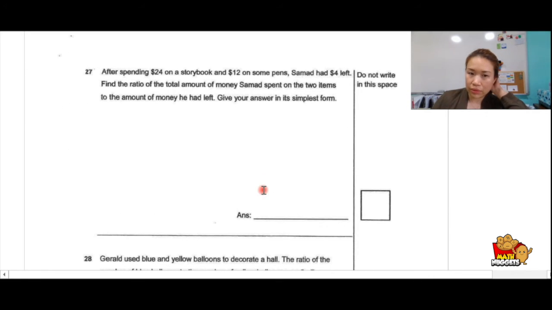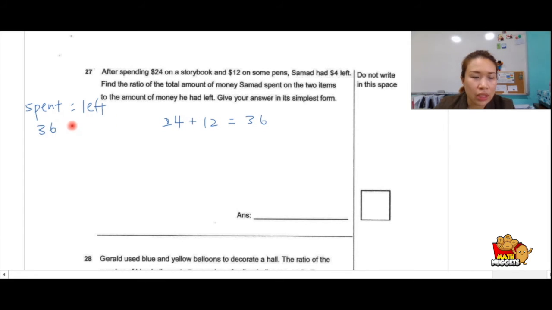Question 27. Find the ratio of the total amount of money he spent to the amount that he had left. So spent is to left. He spent $24 on a storybook. He spent $12 on pens. In total, he spent $36. He had $4 left. So if we simplify this, we divide both sides by 4. We get 9 is to 1.